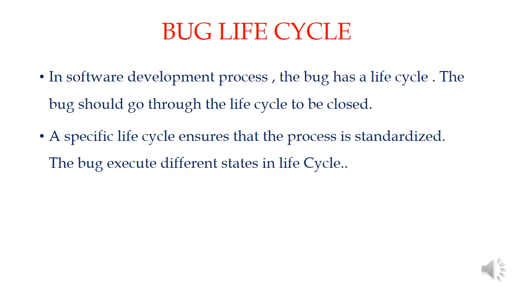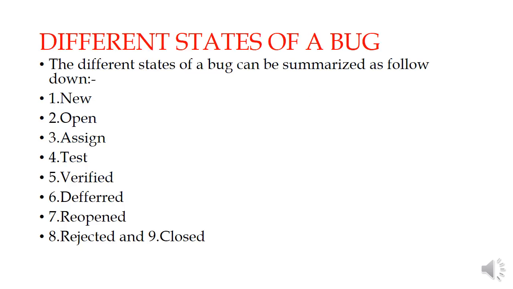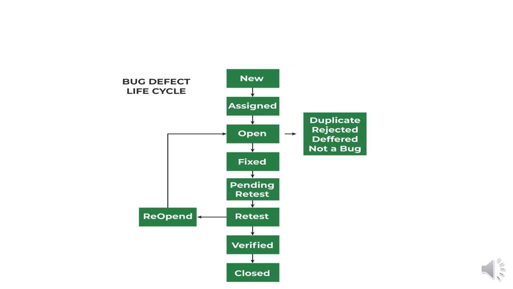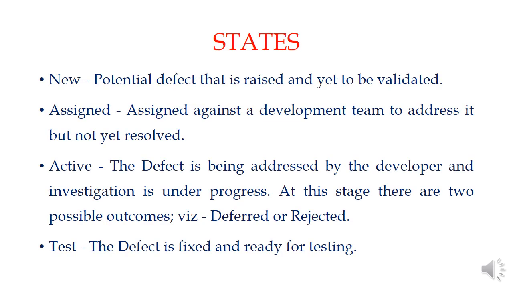In the software development process, a bug has a life cycle. A bug should go through the life cycle to be closed. A bug goes through different states: new, open, assigned, test, verified, deferred, reopen, reject and closed. So new, open, assigned, fixing, pending retest, verified, duplicate, rejected, deferred.